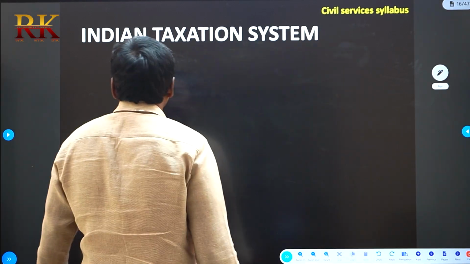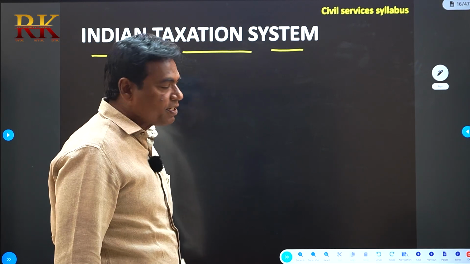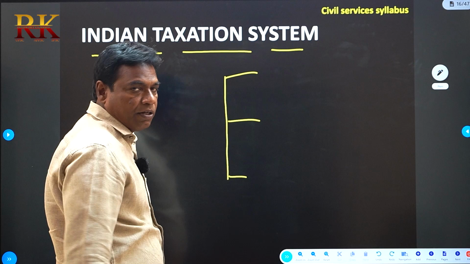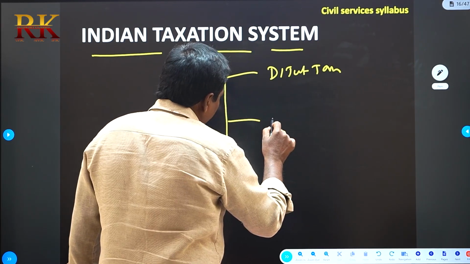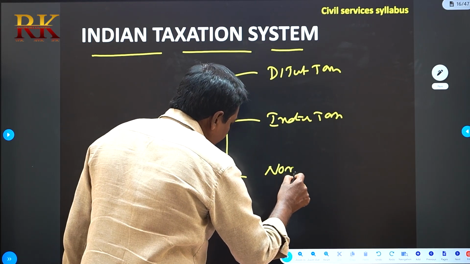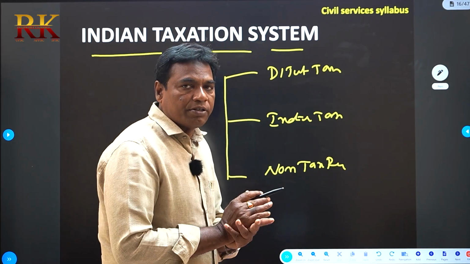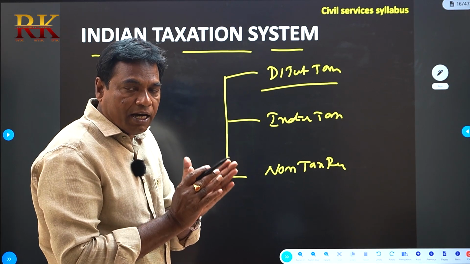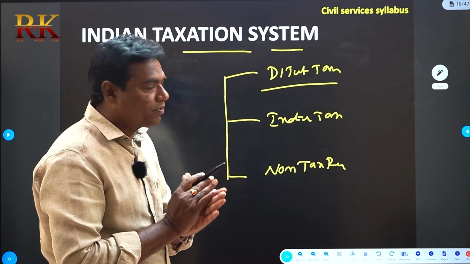Next, the Indian tax system. This tax system has three types. Number one, direct tax. Number two, indirect tax. Number three, non-tax revenue. Every student, you have to note: what is direct tax, what is indirect tax, and what is non-tax revenue?